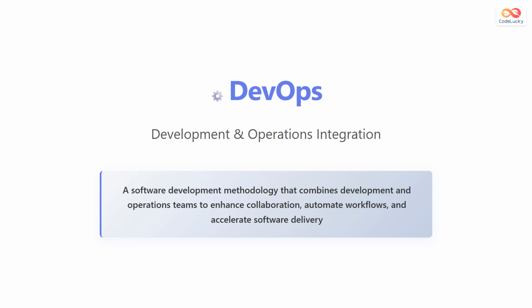DevOps is a software development methodology that combines development and operations teams to enhance collaboration, automate workflows, and accelerate software delivery. In today's fast-paced technology landscape, organizations need to deliver software faster without compromising quality. DevOps bridges the gap between developers who write code and operations teams who deploy and maintain it. By bringing these teams together, DevOps enables organizations to achieve faster releases, improved reliability, and better communication.